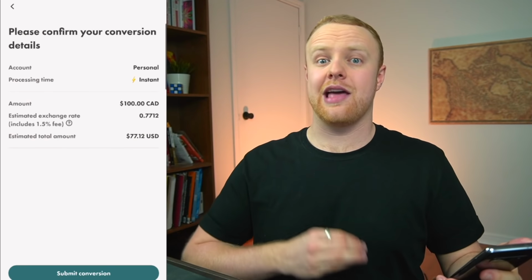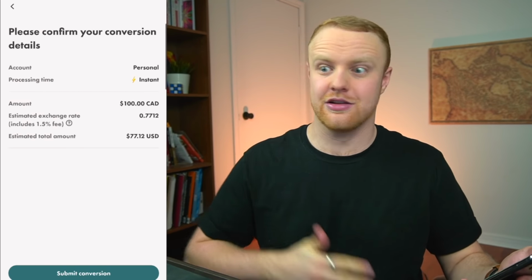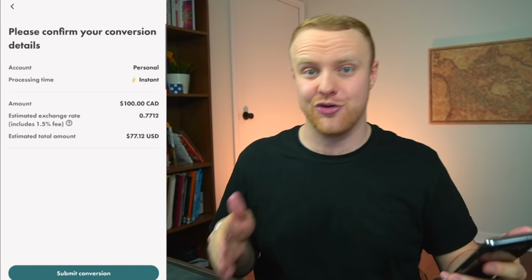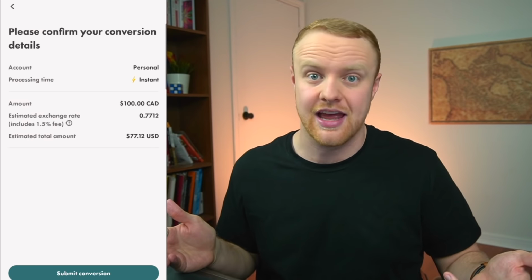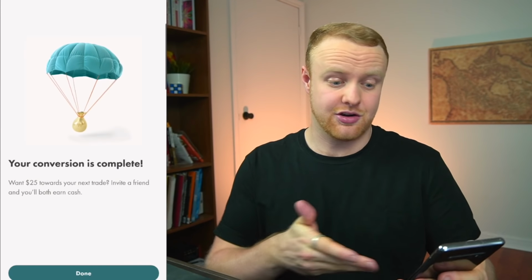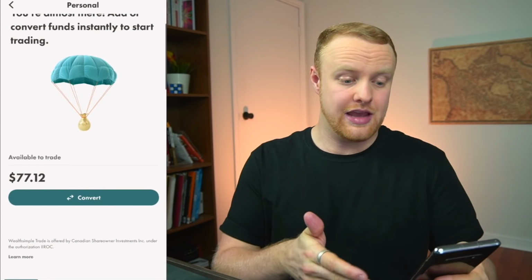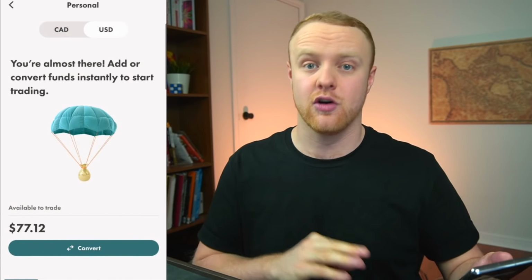Now you'll only pay that 1.5% whenever you actually want to convert the currencies, either from US to Canadian or Canadian to US. And that rate's actually pretty good when you consider that most big banks for similar conversions will charge anywhere between 2 to 2.5%. So we'll go ahead and submit this conversion, and you can see that after a second, your conversion is complete, and now we have $77.12 in our US dollar side of our Wealthsimple Trade account.